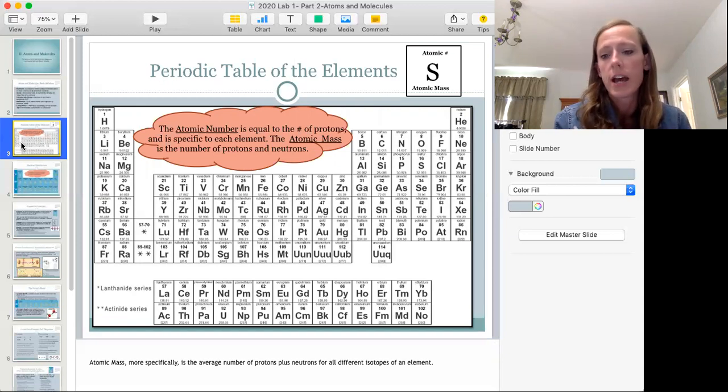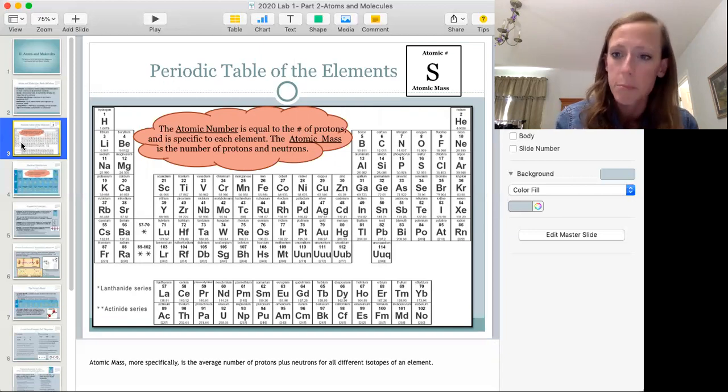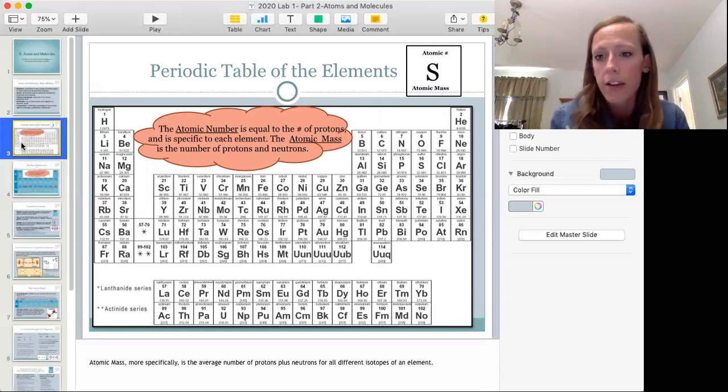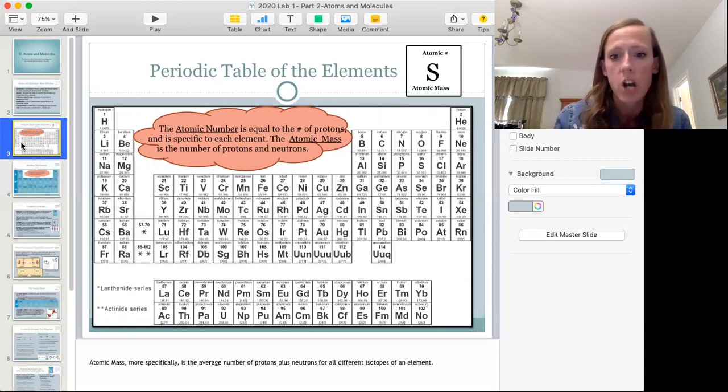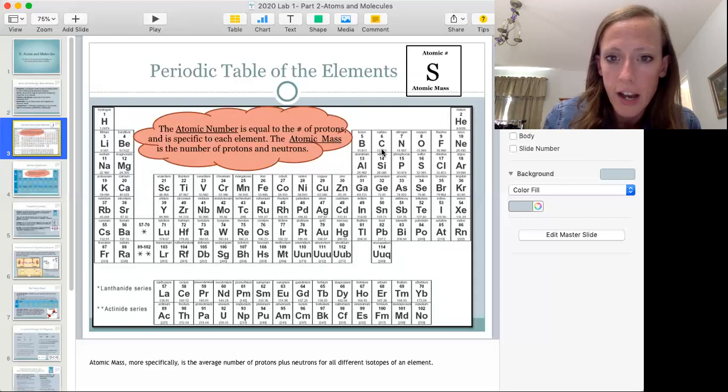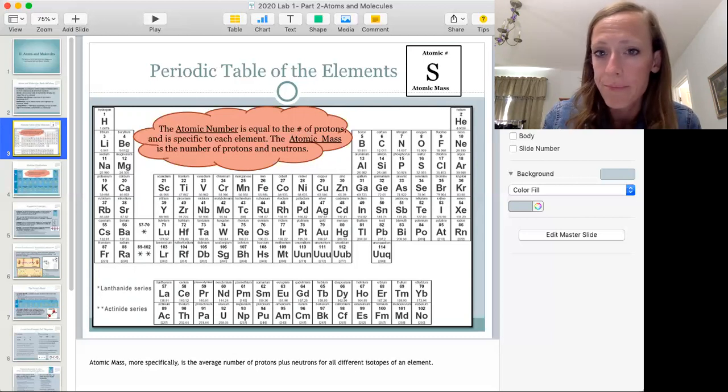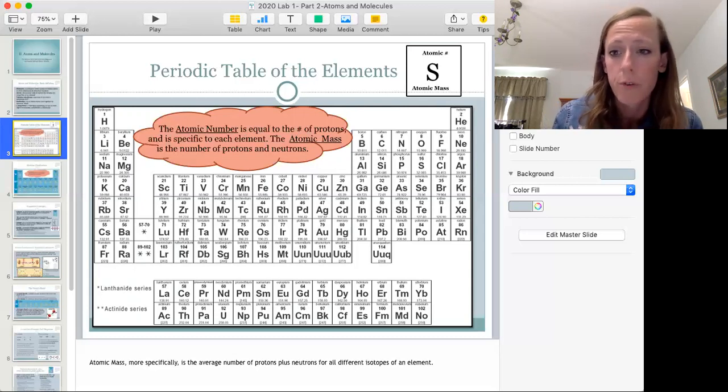So the first piece of information you can find is the chemical symbol, which is basically one or two letters that represent shorthand for the element. So for instance, carbon is just the letter C. Hydrogen is just the letter H. Helium is going to be an H plus an E. And so forth and so on.